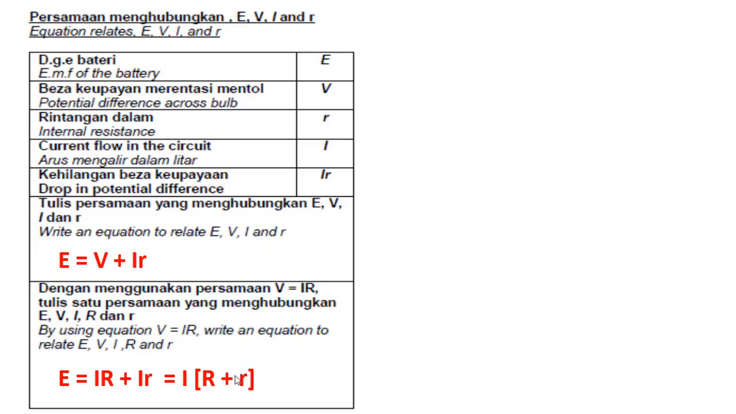This is again the formula: E equals V plus Ir. E is the total energy in the battery, V is the energy used in the light bulb or resistor, and Ir is the energy lost as heat energy in the battery due to internal resistance. So we arrange, and we get this formula.